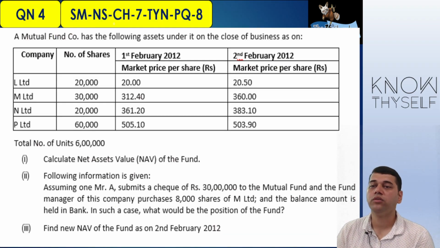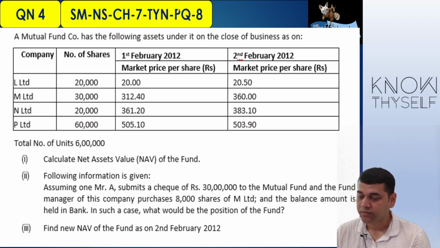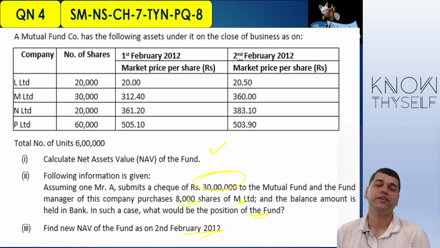Yes, question number 4. Study material question, and this question has come in your examination also. Same as it is. Mutual fund has the following scheme. They have got the assets on 1st of February. Then they have given the 2nd February. They have got 6 lakh units. What is my NAV? Assuming Mr. A submits a cheque of 30 lakhs and the fund manager purchases 8,000 shares of M. Balance amount is kept in bank. What is the position of the fund? Find the new fund on 2nd February. Easy, right? Maybe minimum 6 marks in this must have come.